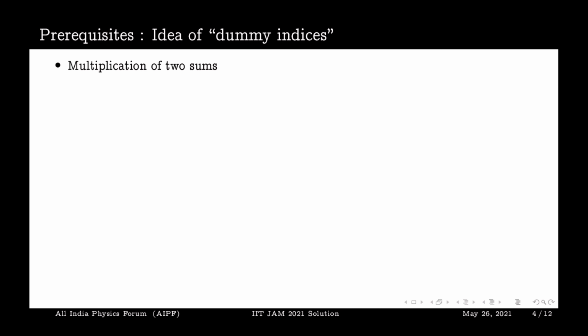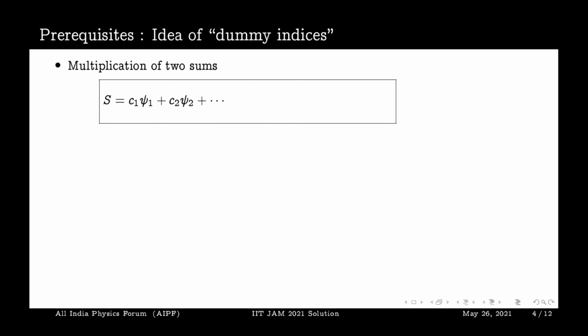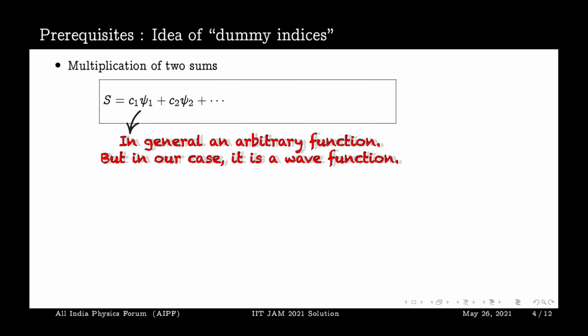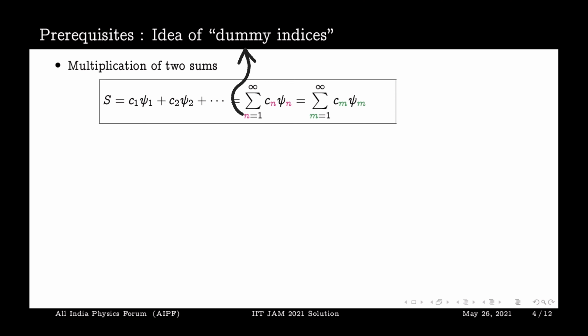So here we will study the effective way to multiply two summations. Suppose S is C1 psi 1 plus C2 psi 2 plus C3 psi 3 and so on, where the psi's are basically arbitrary functions. For our scenario these will be wave functions. So make this summation pretty nice by rearranging in this way. This can also be written as this, where instead of n we have used m. As you can observe, this index n can also be written as m, as they just signify the range of the sum and have no other importance till now, so we can call them dummy indices.